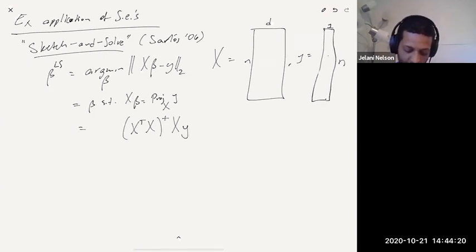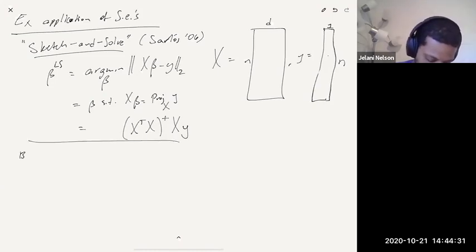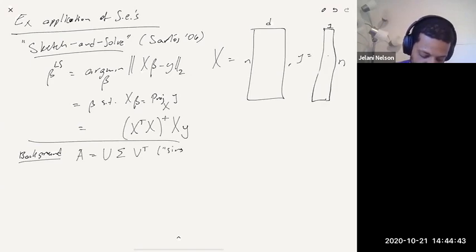Okay. And if you don't know what the pseudo inverse is, the pseudo inverse has a definition. So what is the pseudo inverse? Just some background. If you have a matrix A, it can always be written as U sigma V transpose. This is called the singular value decomposition.